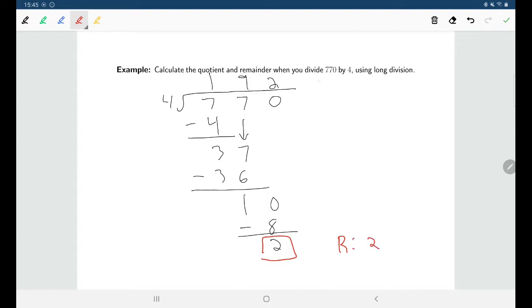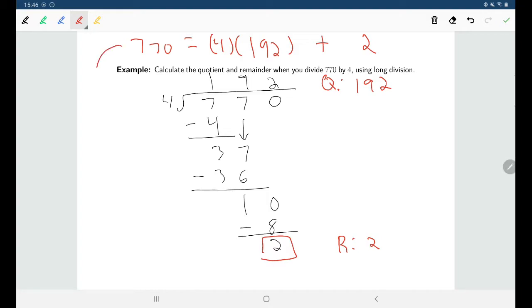And how many times it went in, that was our quotient. Our quotient must be 192. So if we wanted to rewrite things, we could say that 770, our dividend, should be our divisor times our quotient plus our remainder. And in fact, you can double check that 4 times 192, if you were to multiply that out, that's 768 plus 2 more. Yep, that gives you 770.